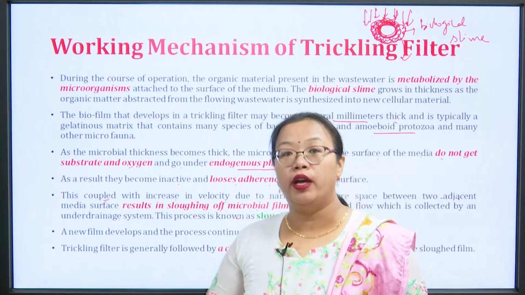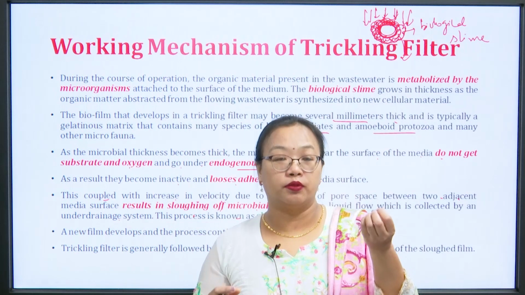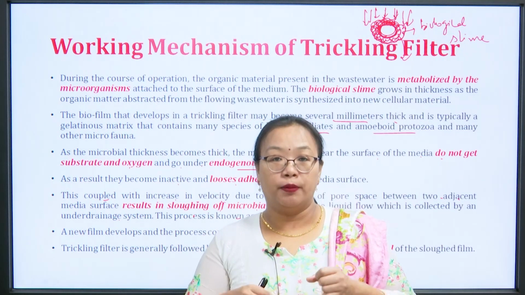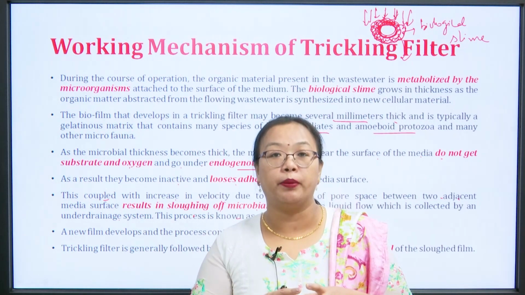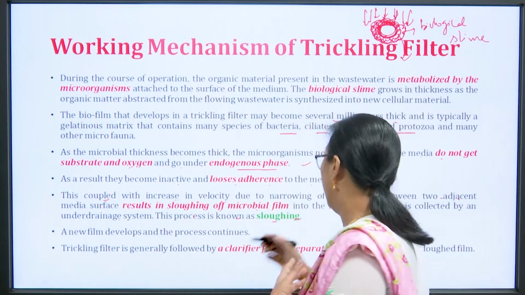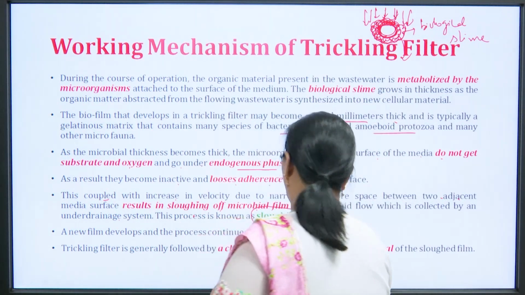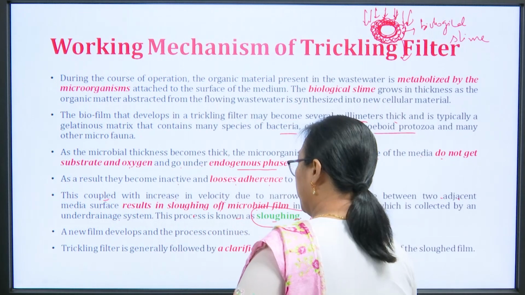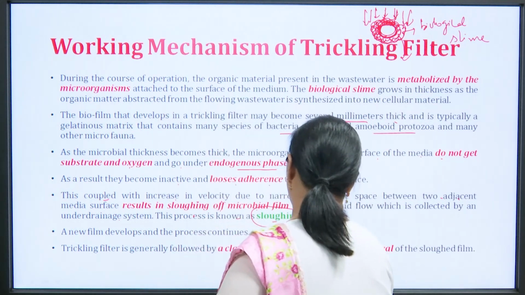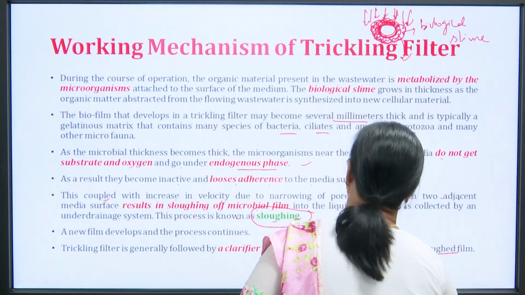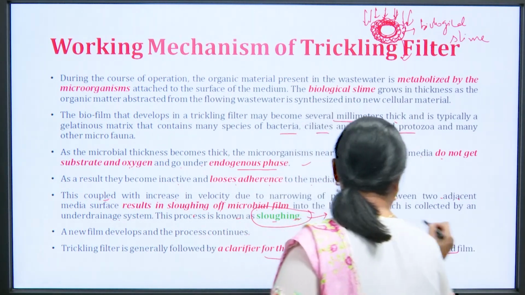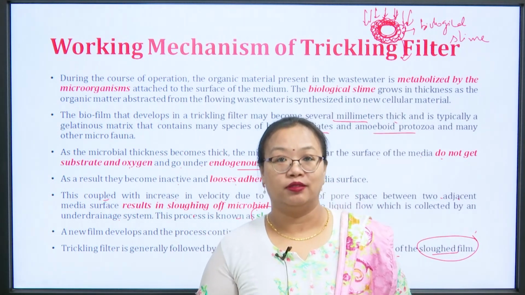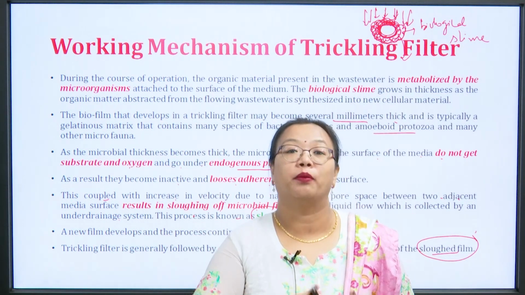So, the process where this microbial film is sticking and growing and then finally falls off from the filtering media is called sloughing, right. It is a very important thing and you should know. Sloughing occurs in trickling filters. A new film develops and the process continues. Trickling filters are generally followed by a clarifier for separation and removal of the sloughed film. So, this sloughed film is going to be the sludge, right, the sludge which you are going to treat in the anaerobic system, right.